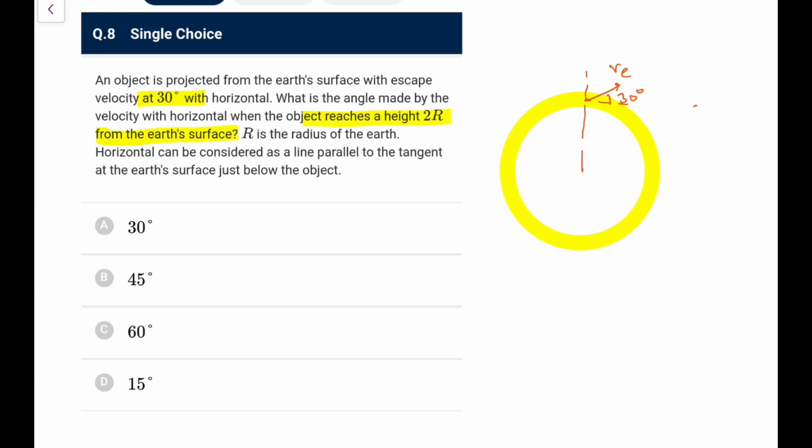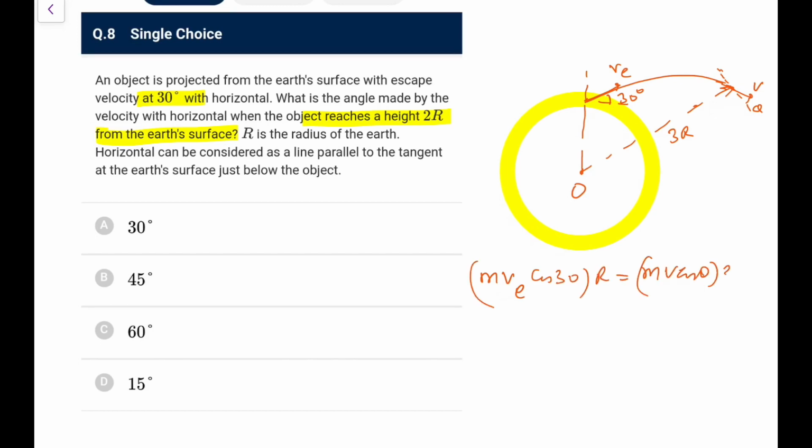Now it will go in the path, and it reaches a height 2R above. 2R above means here it would be 3R. So what is the angle it makes? Let's say the horizontal will be here, like this. Let's say this angle is theta, and let's say this is V. First of all, about the center of the earth angular momentum should remain conserved because the force line of action always passes through O. So what I can write: M V escape cos 30, that is perpendicular, into R, would be equal to M V cos theta into this gap, which is 3R.